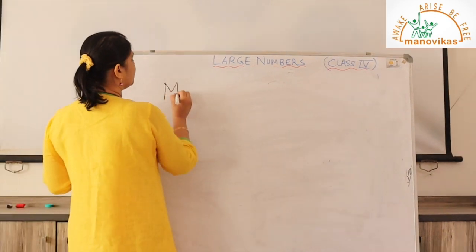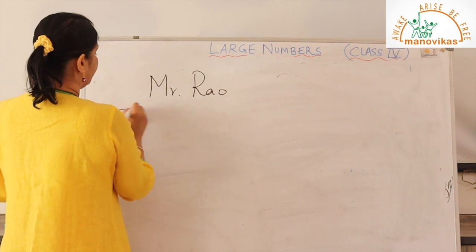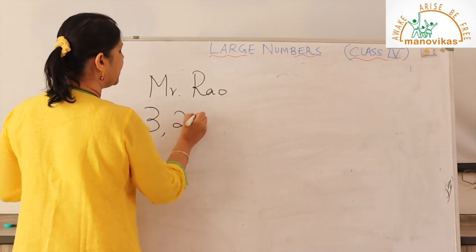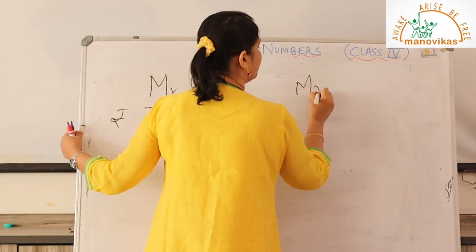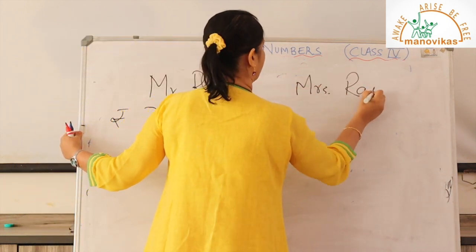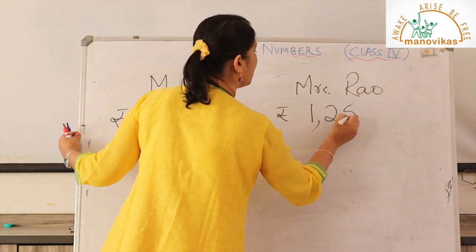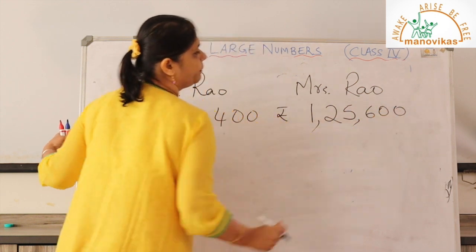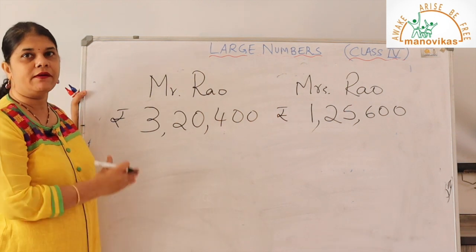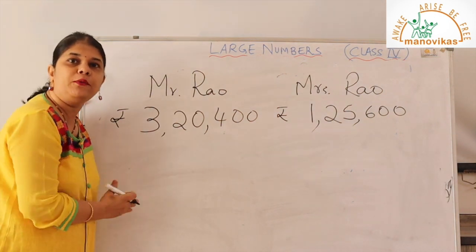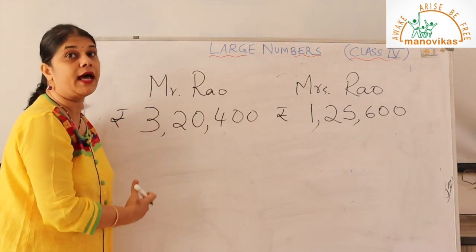Say you are told that Mr. Rao earns rupees 3,20,400 per month, and Mrs. Rao earns rupees 1,25,600 per month. Now you need to apply the concepts which we have just seen. Now, which concept will you apply here? You will apply the concept of comparison of large numbers.